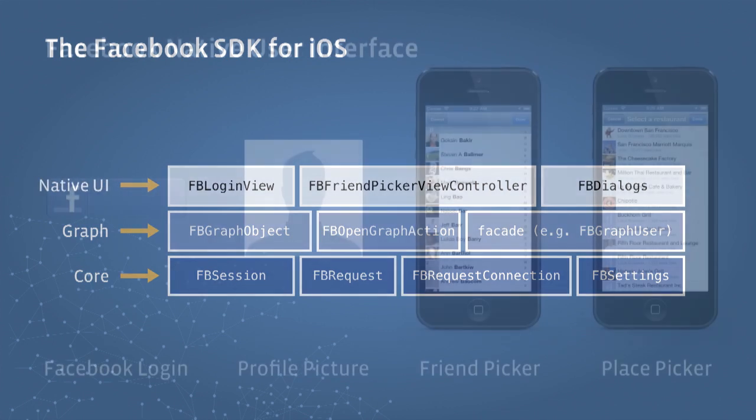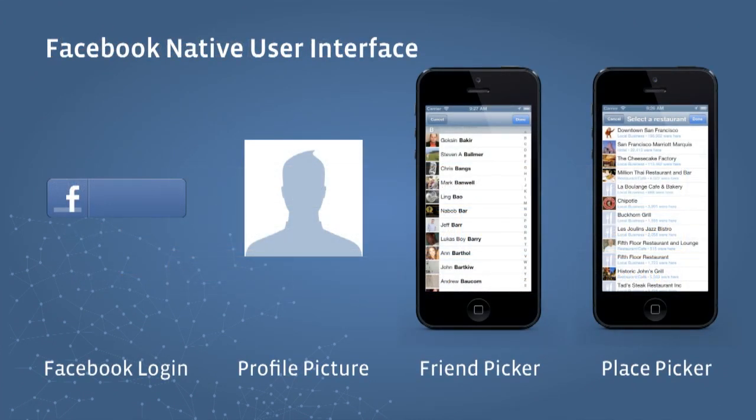And we also encapsulate a lot of the native user interfaces, things like a login button and a profile picture. I'm not going to really talk about it in this session, but we also provide a friend picker and a place picker as well, so that you can very easily incorporate a lot of the functionality that's in Facebook, whether it's login or finding people's friends or finding places nearby. You can incorporate a lot of that functionality into your app as well.